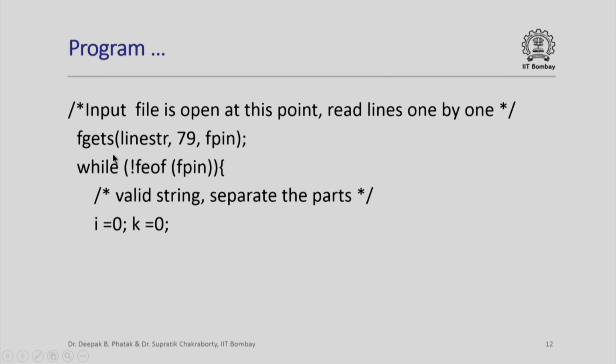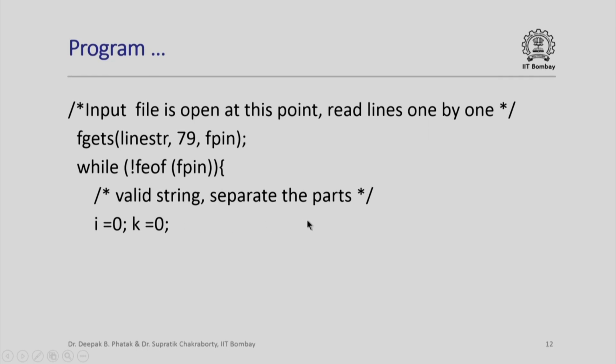fgets is the function that we use. Notice that fpin is the last parameter, that means from this file read a line into line string, at most 79 characters. Why? Because line string is only 80 characters long. Now, we have the while loop which says if not feof of fpin, that means if the input file fpin has not ended, then I proceed with the loop. I know that I got a valid string here because I read the string in line string.